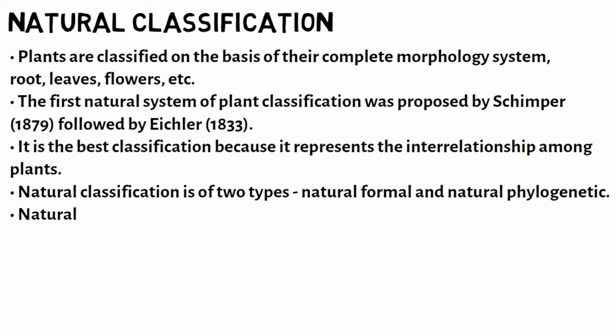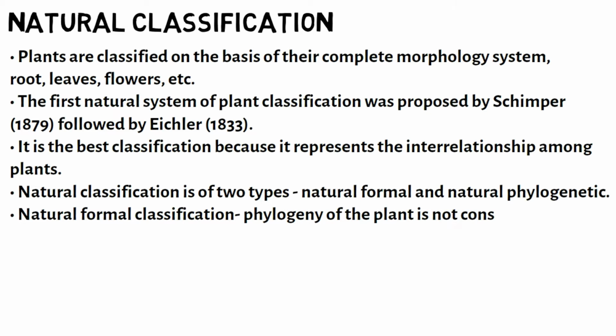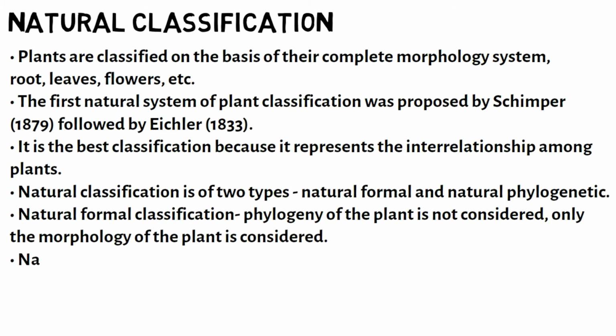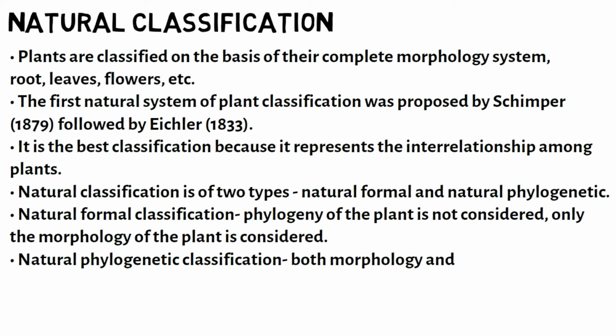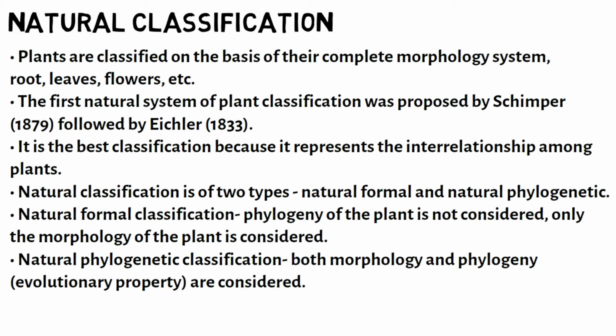Natural classification is of two types: natural formal and natural phylogenetic. In natural formal classification, phylogeny of the plant is not considered, only the morphology of the plant is considered. In natural phylogenetic classification, both morphology and phylogeny, the evolutionary property, are considered.